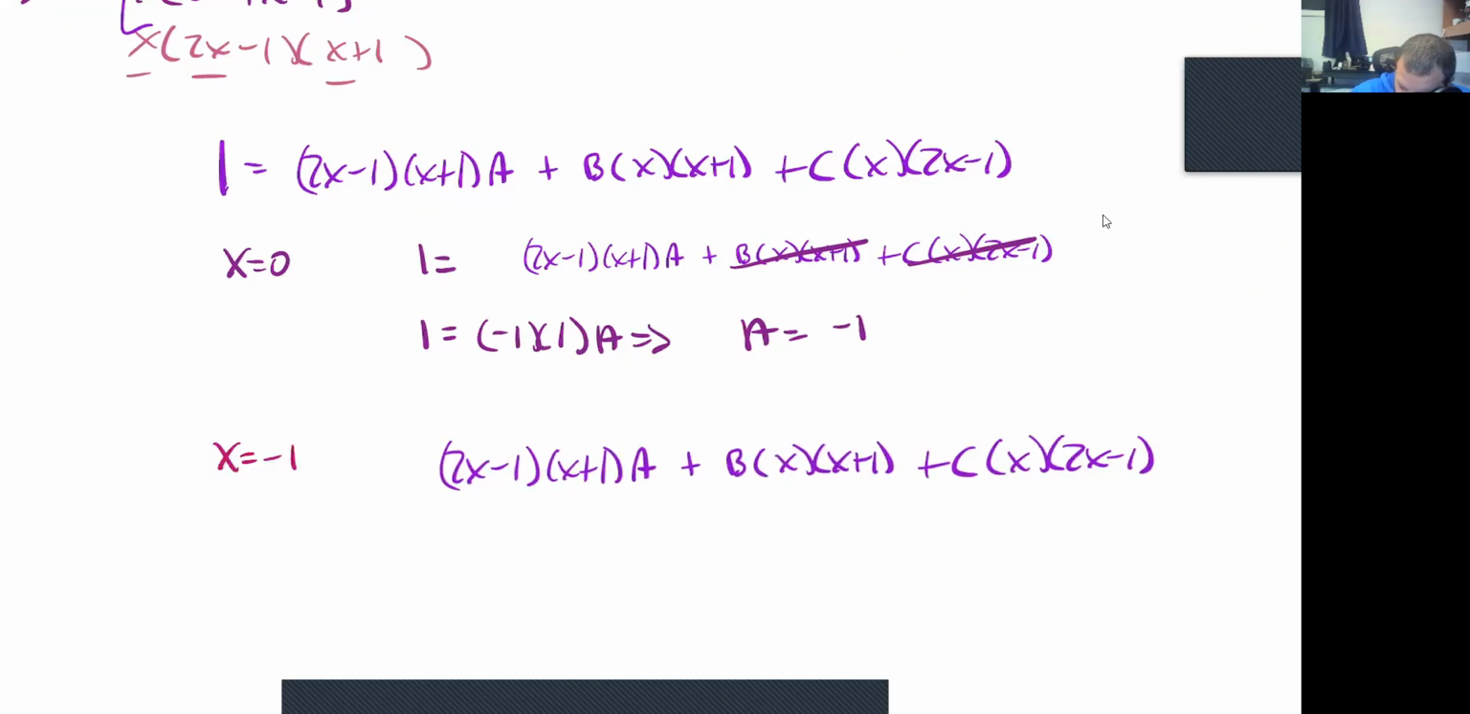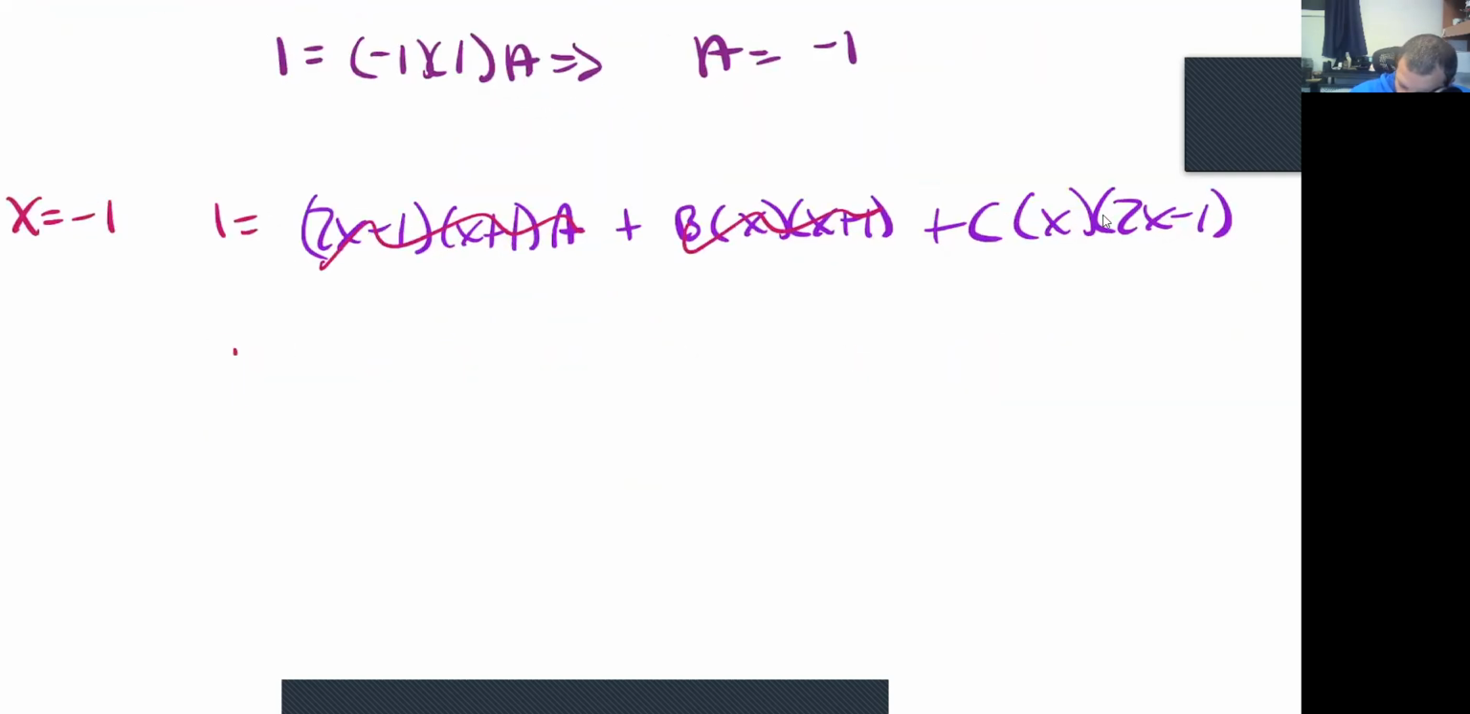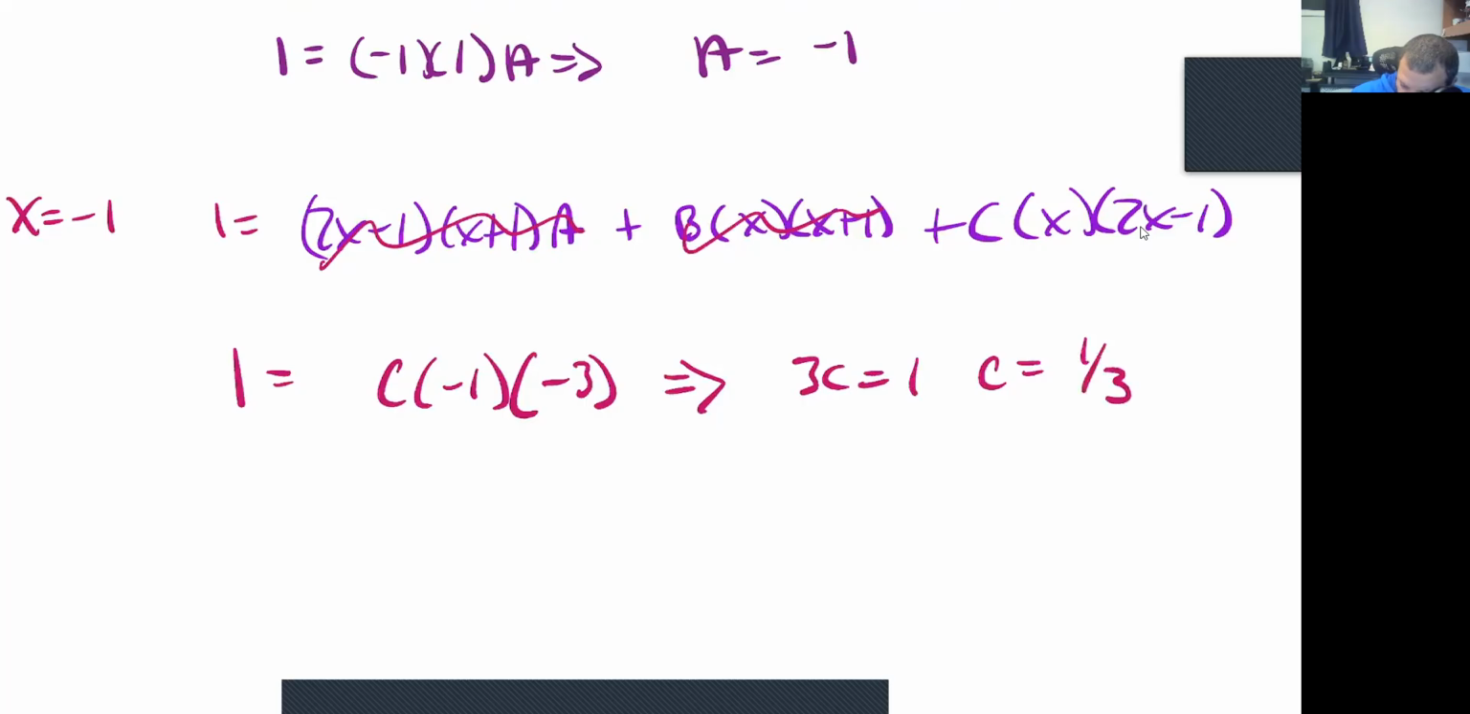Now let's let x equal -1. That's going to cancel out this term here and this term here. So we're left with 1 is equal to c times -1. 2 times -1 is -2, minus another one is -3. So that's 3c equals 1. So if 3c is 1, then c equals 1/3.